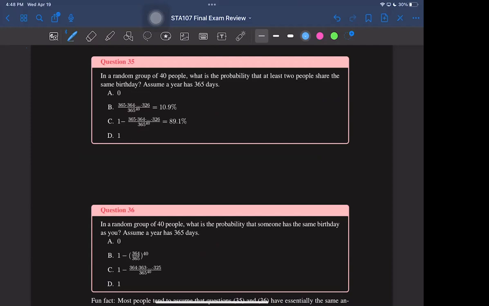Okay, most of you got C. Actually, everyone who answered got C, and it is the correct answer. So we have a random group of 40 people, and we want the probability that at least 2 of the people share the same birthday, which means it is 1 minus the probability that no one shares a birthday.